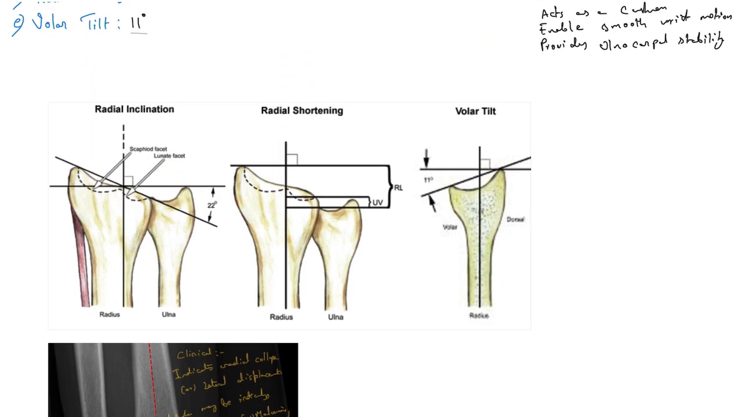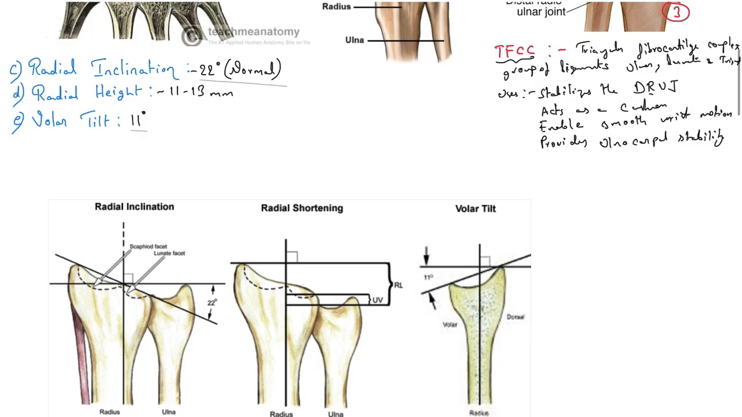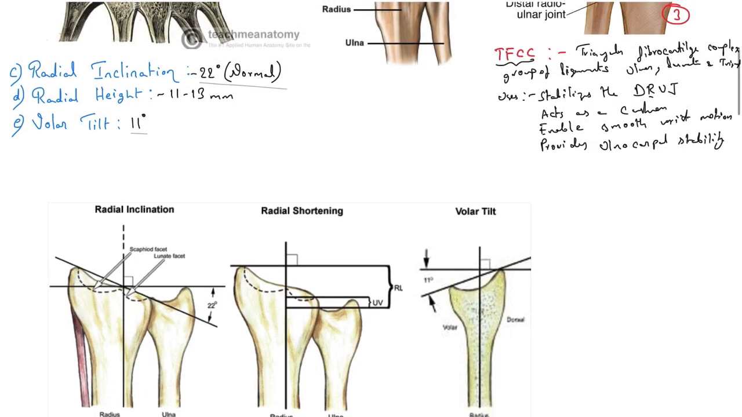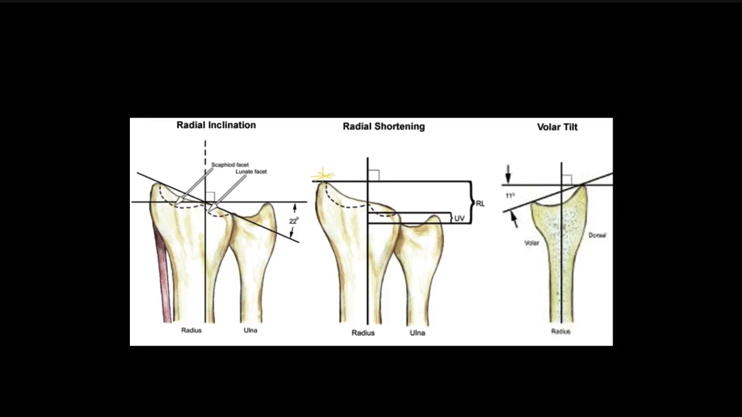Okay, next we are going to discuss radial height. This is the distance between two horizontal lines in the posterior to anterior view: one across the tip of the radial styloid, and another line at the level of the ulnar corner, which we can also call the lunate fossa. So the normal value is 11 to 13 mm.